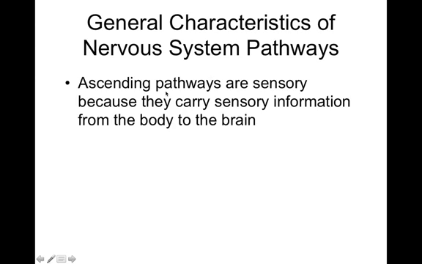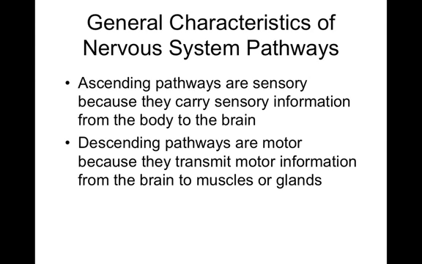Now, ascending pathways are going to bring information up towards the brain. They're always sensory. It makes sense. We said that sensory is afferent, which means towards the central nervous system. If it's an ascending pathway, information is ascending in the spinal cord. So if information is going up the spinal cord towards the brain, it's going to be sensory, right? You won't have a circumstance where there's motor information ascending up your spinal cord into your brain. That makes sense because there's no muscle in your brain. So basically, ascending pathways are sensory because they carry sensory information from your body to the brain.